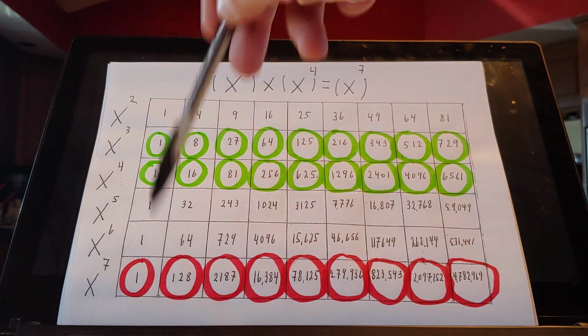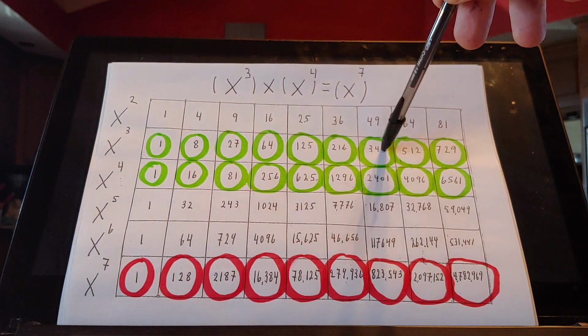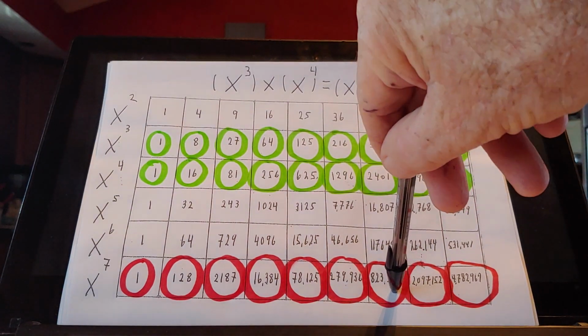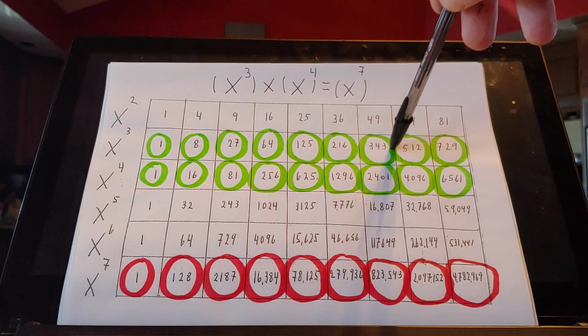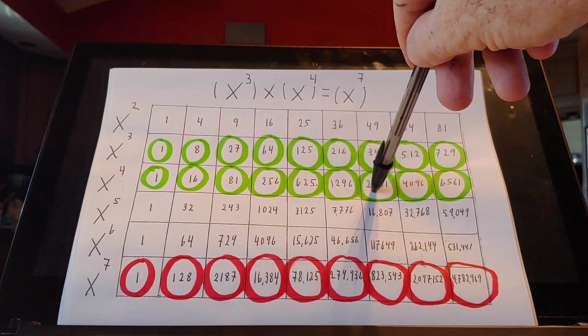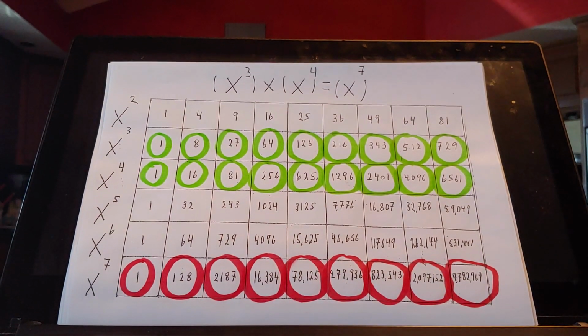So here we have 8 times 16 is 128. 343 times 2401 is 823,543, because 7 to the third times 7 to the fourth equals 7 to the seventh.